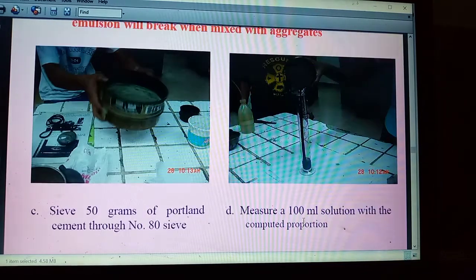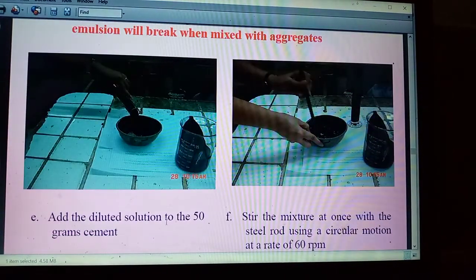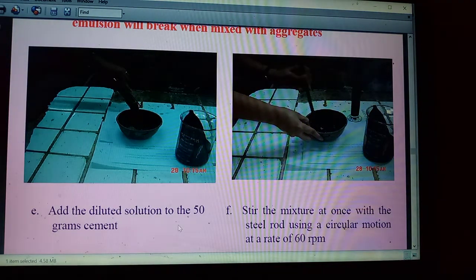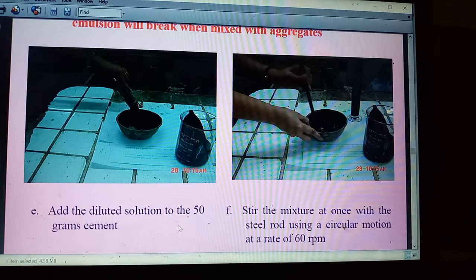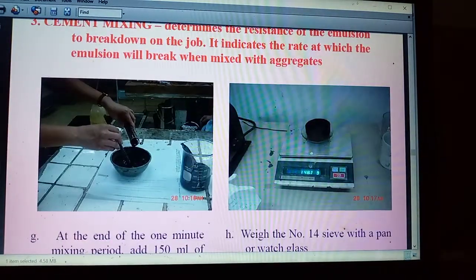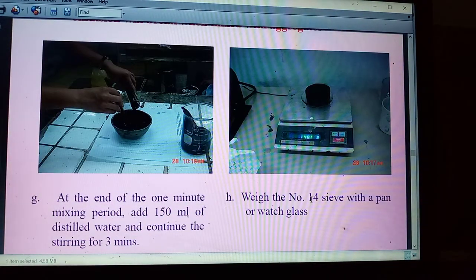So, i-measure mo. And then, step E, add the diluted solution to the 50 grams cement. Okay? And then, stir the mixture at once with the steel rod using a circular motion at a rate of 60 revolution per minute. Okay? RPM means revolution per minute. Okay, yan. Then, at the end of 1 minute mixing period, add 150 ml of distilled water and continue stirring for 3 minutes. Okay?